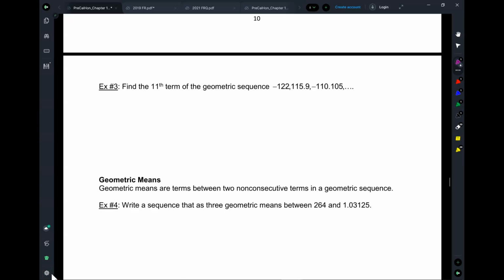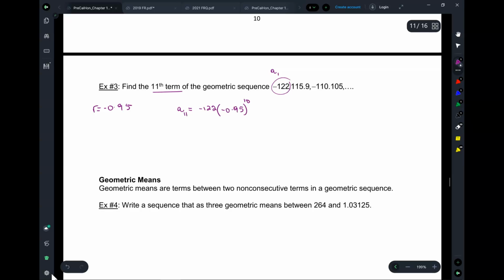Yeah, okay, so in this case, we want to find the 11th term. R is negative 0.95, right? And then A1 is this one. So A sub 11 is negative 122 times negative 0.95 to the power of 10. So that is negative 73.05. Will you tell us how many decimal places? Yeah.